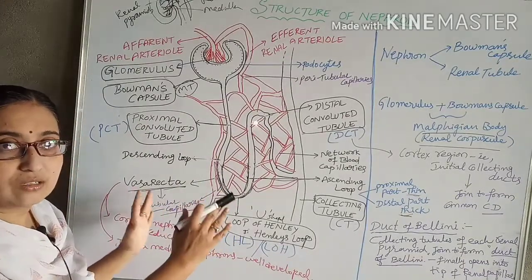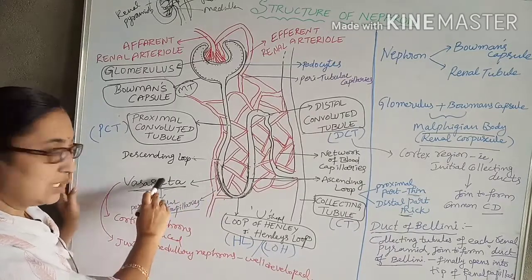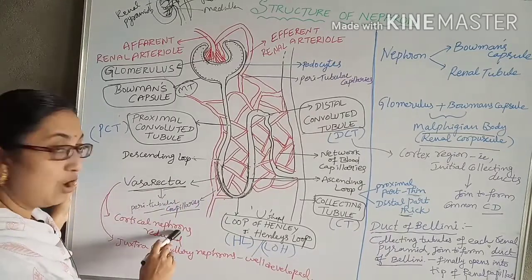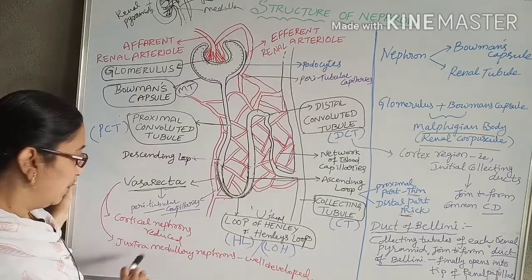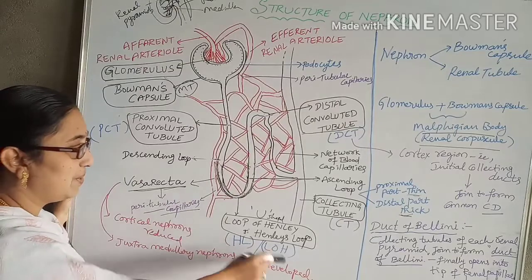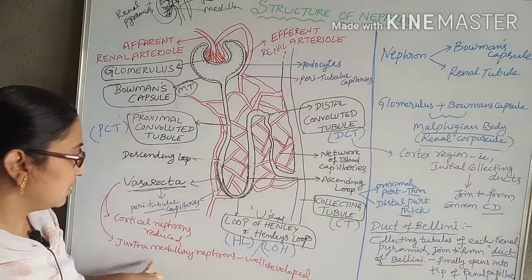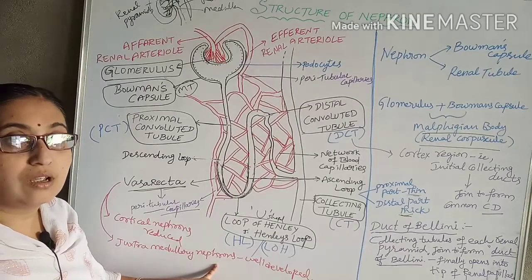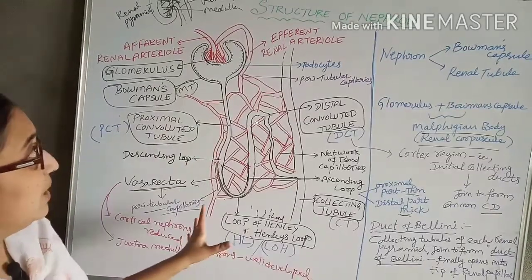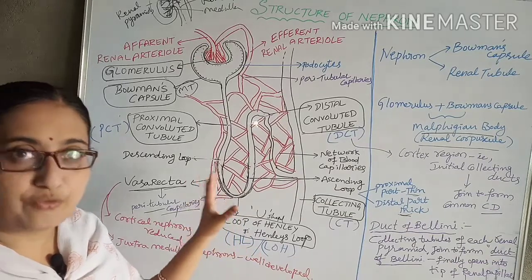Okay, the bunch of the peritubular network is called vasa recta. This vasa recta is reduced in the case of cortical nephrons, whereas in the juxtamedullary nephrons it is well developed. So the capillary network is well developed in the juxtamedullary nephrons. Okay, so this is all about the structure of the kidney's nephron.